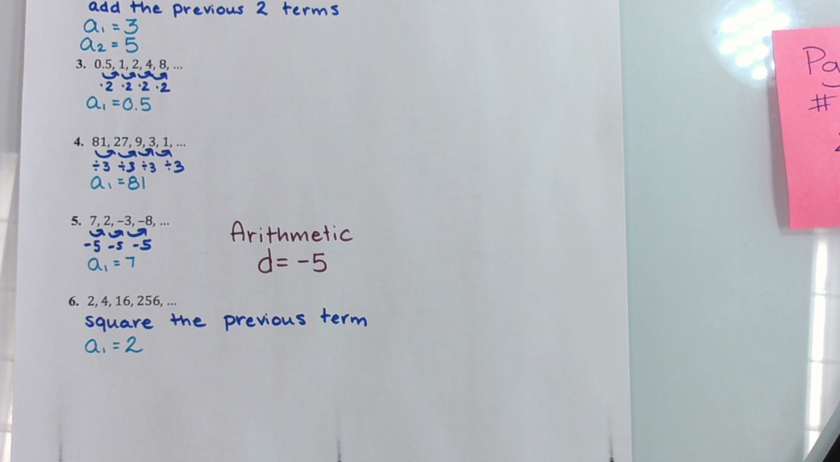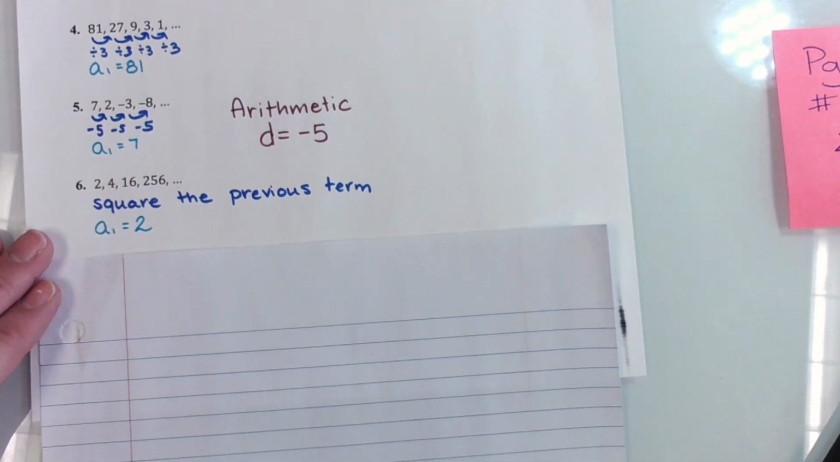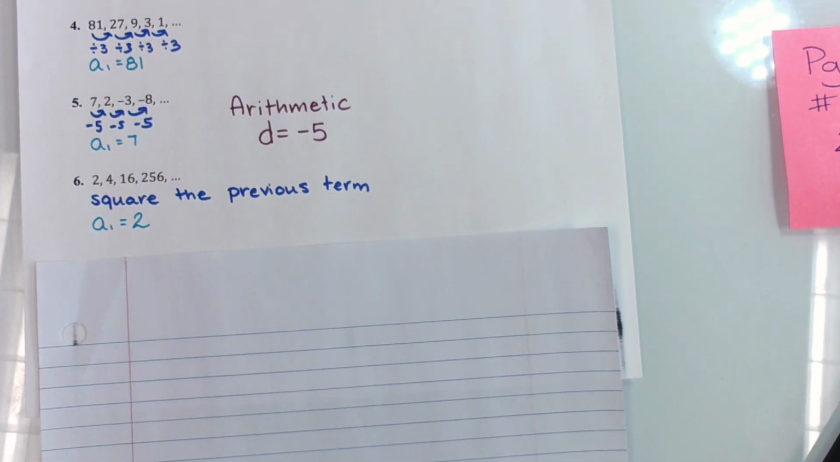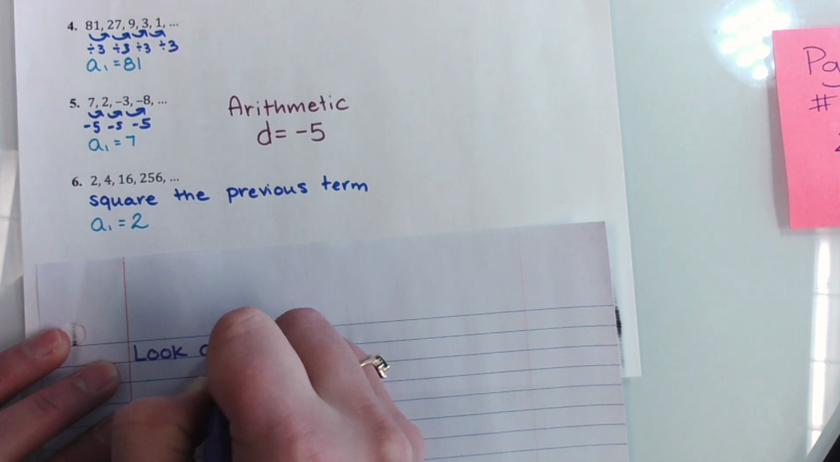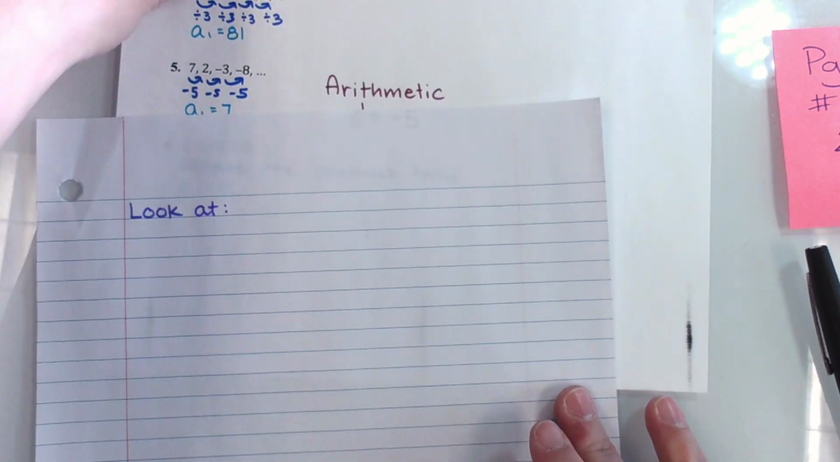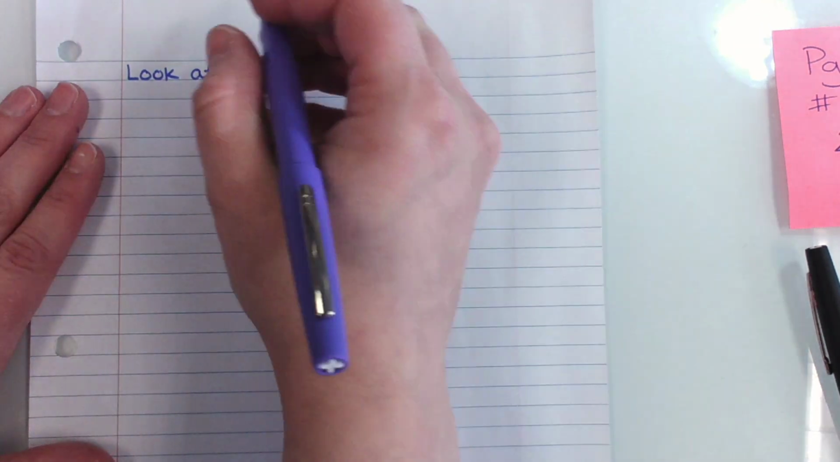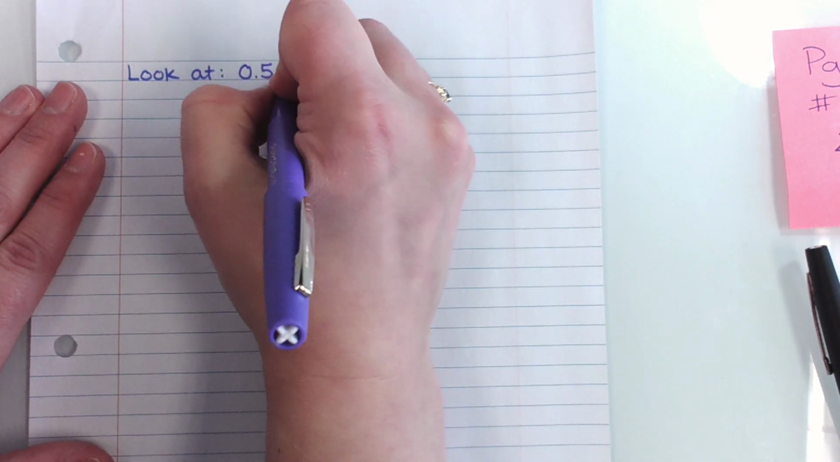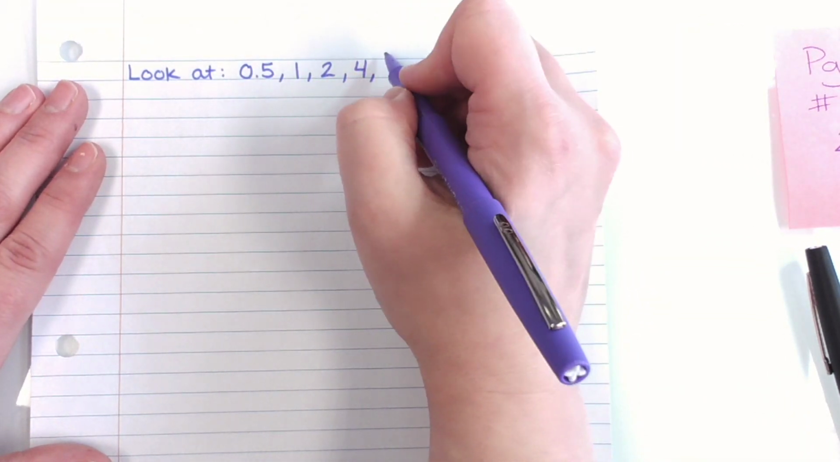So arithmetic is one of the important types of sequences that we are going to be focusing in on this chapter. There is a second one. For the second one, we're going to look at, again, one of our patterns that we already had on there: 0.5, 1, 2, 4, 8.